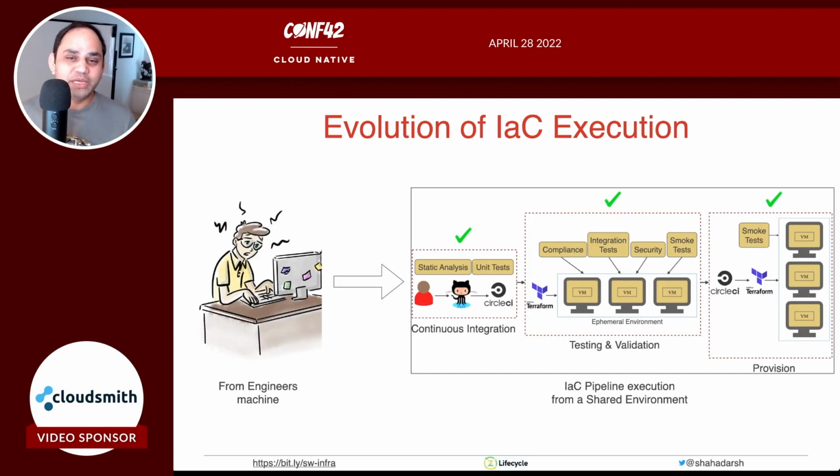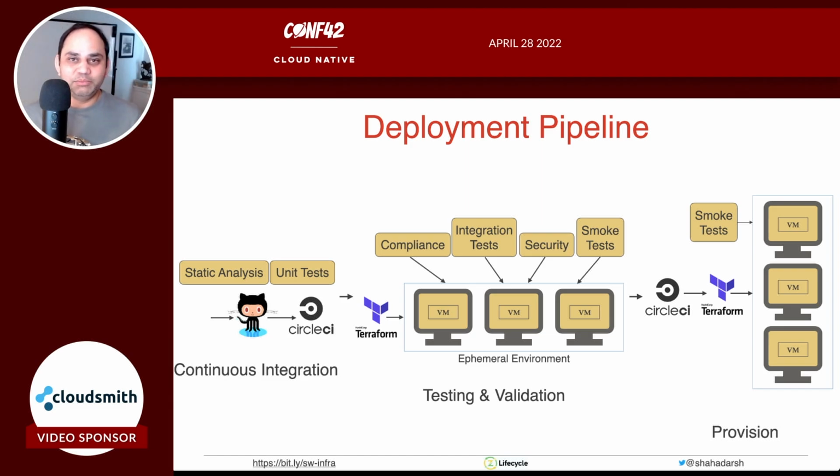IaC has also benefited from the use of pipelines. With pipelines, infrastructure changes can be tested. Deployment becomes repeatable and auditable, and managing dependencies and secrets is made easier. This diagram shows an evolution from running infrastructure as code on an engineer's machine to a shared environment using pipelines. Let's dig deeper into an IaC pipeline.